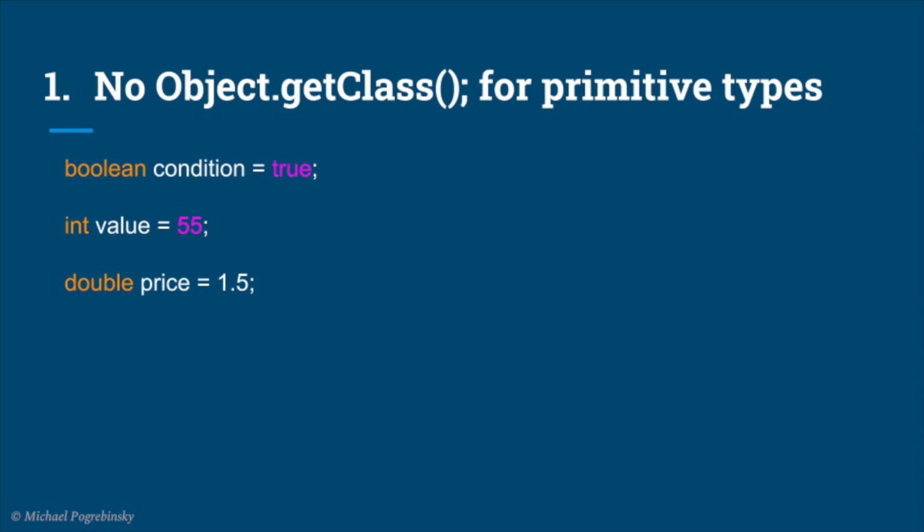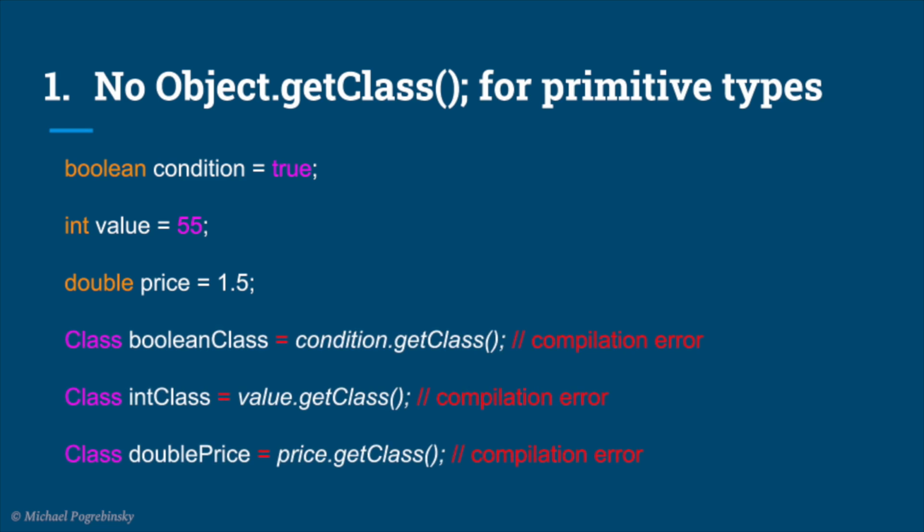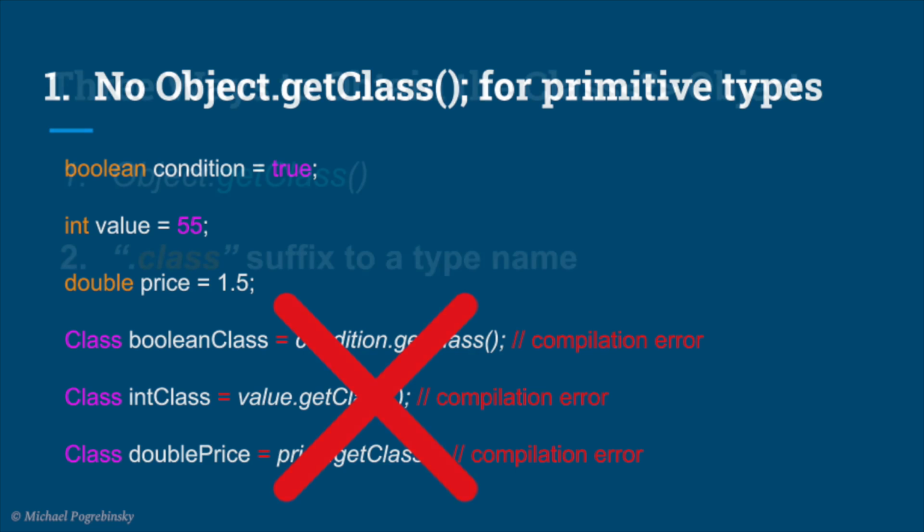Notice that primitive types are not objects and don't inherit from the Object class, so they don't have the getClass method and there's no way for us to get their type information from their variable instance.